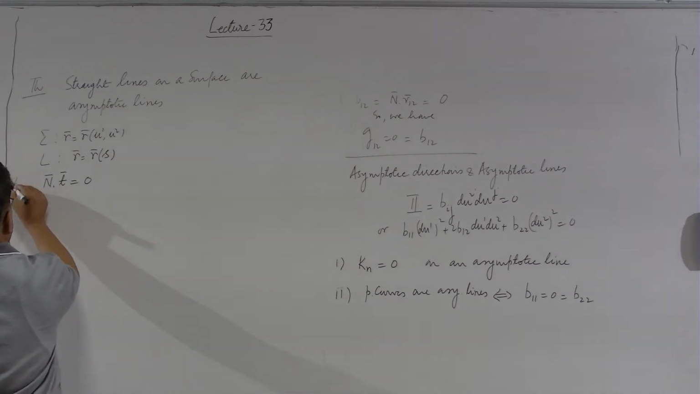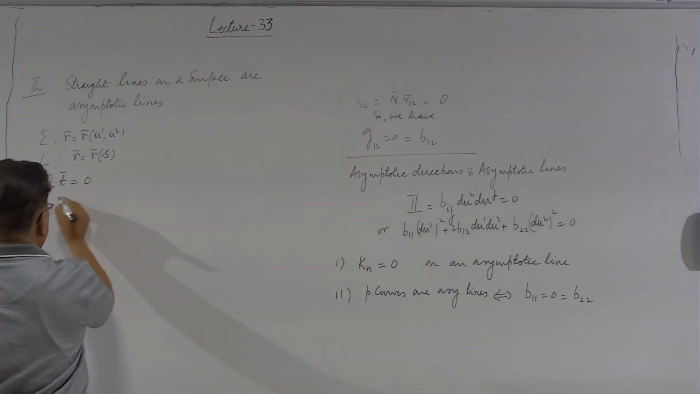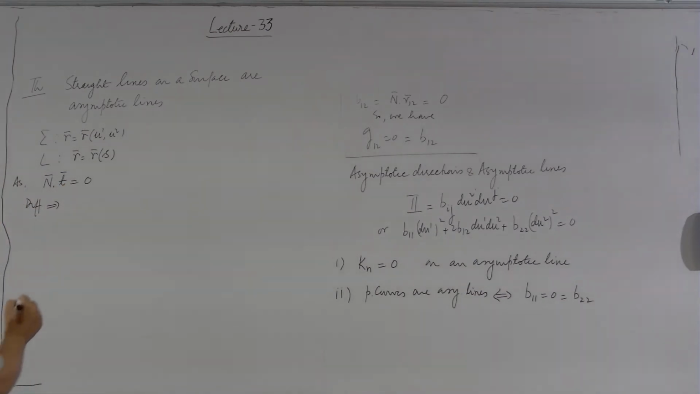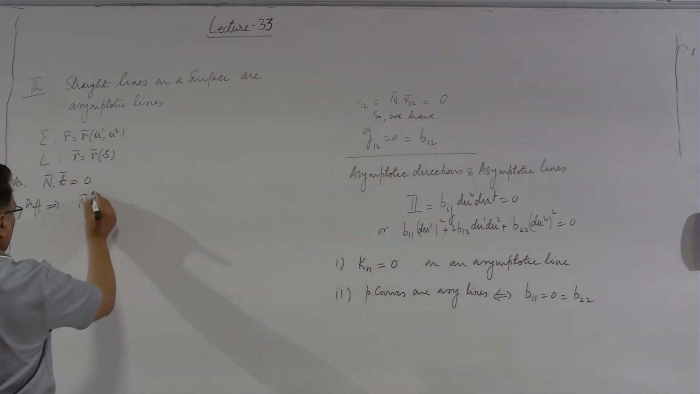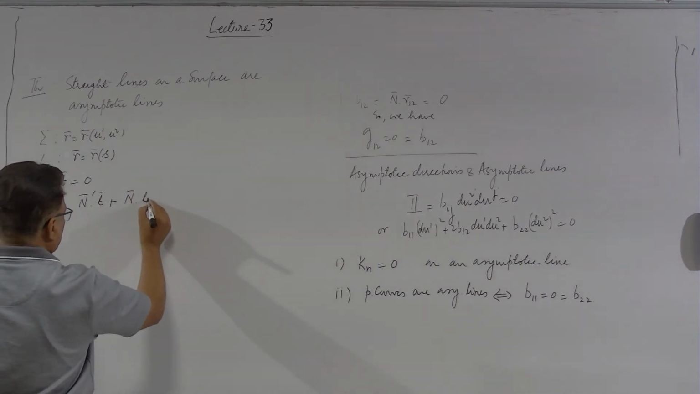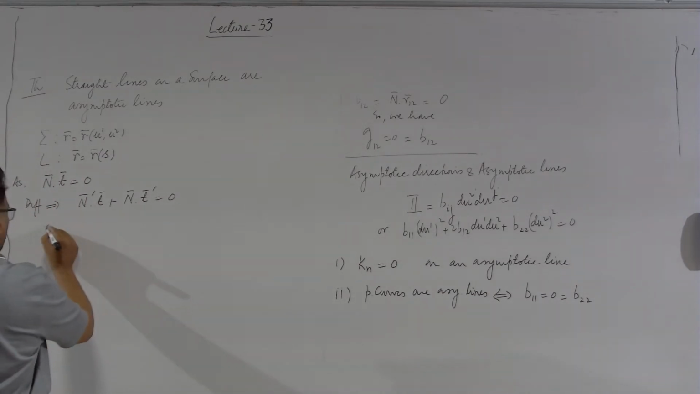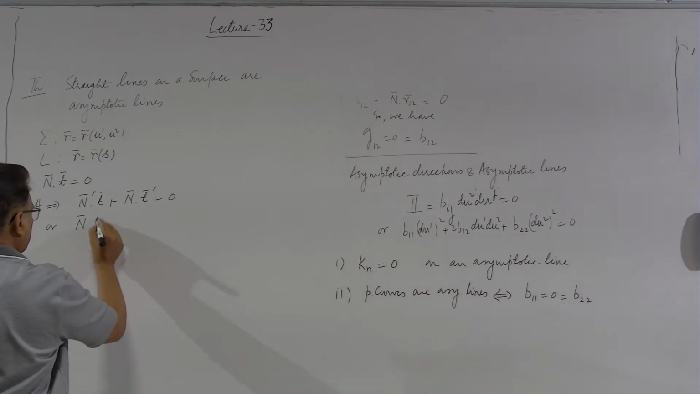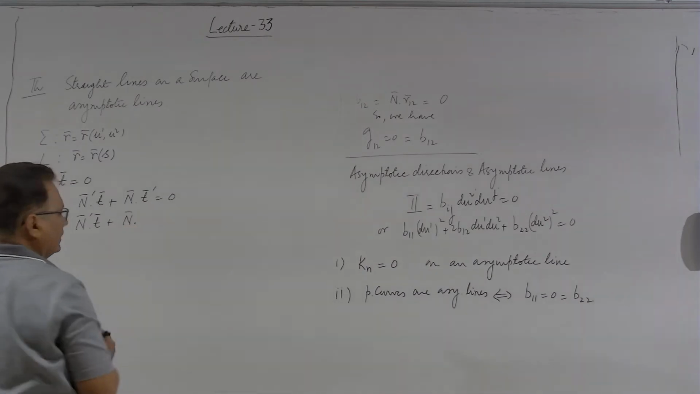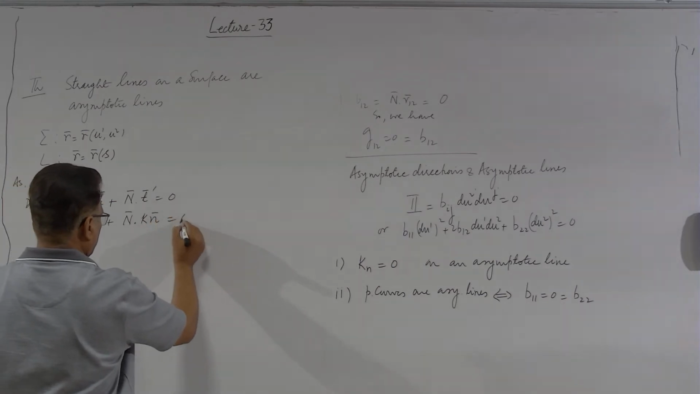So, as n dot t equal to 0, by differentiating it with respect to s, I will be getting n dash dot t plus n dot t dash equal to 0. Now, t dash is k n, so n dot t dash is k n dot n, and the second term is k times n dot n.